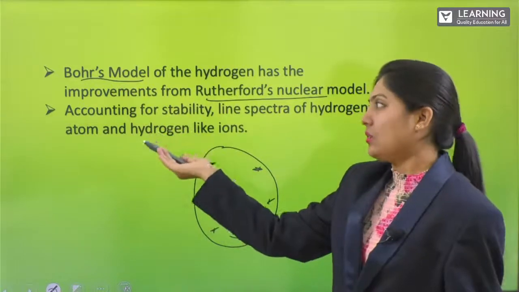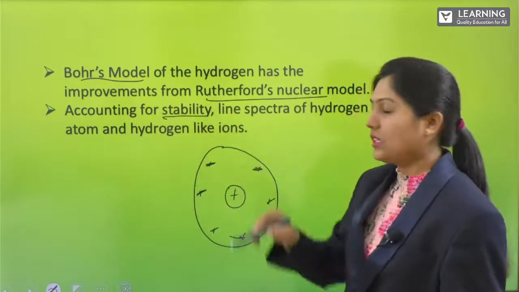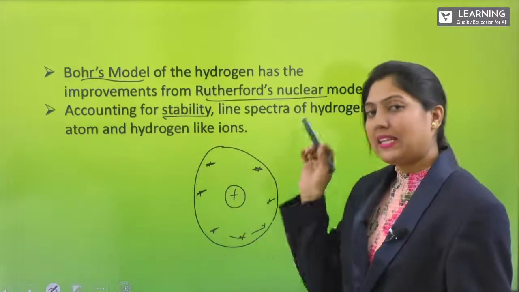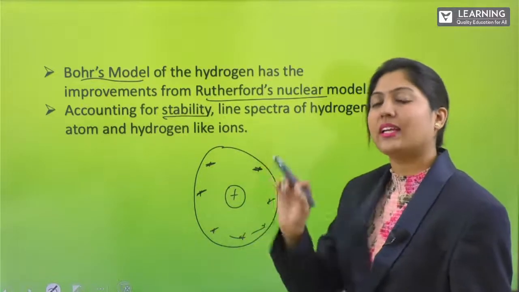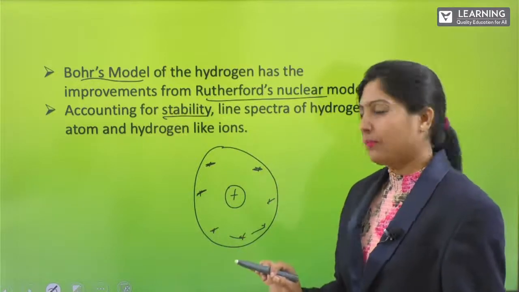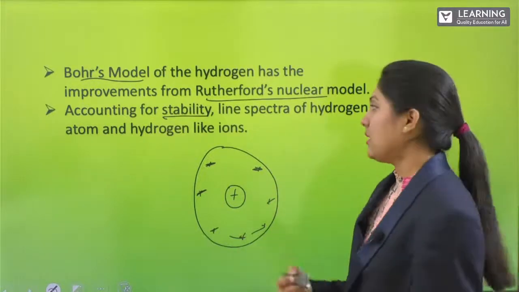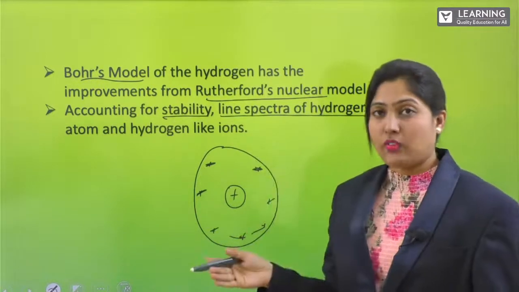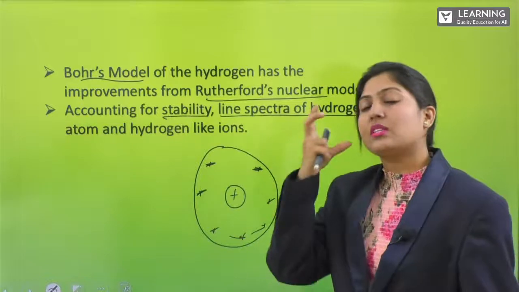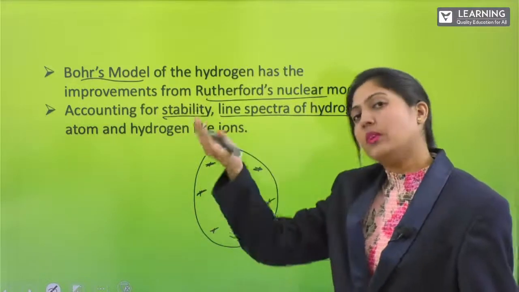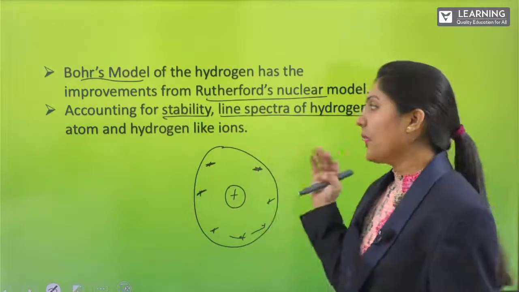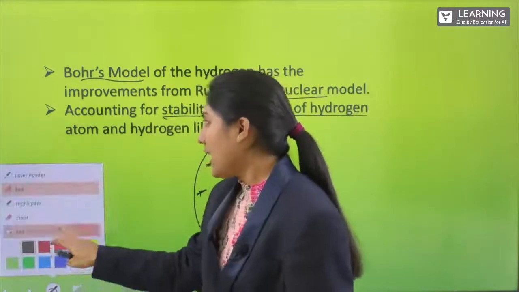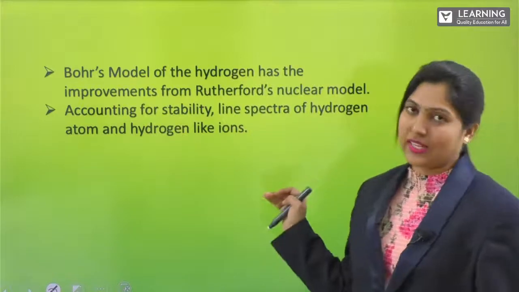What did Bohr account for? He also explained the stability. How does the stability come? It has a specific orbit, and the electron is revolving in those fixed orbits, a fixed path, which we also call orbits. Bohr also explained the line spectra of hydrogen. As the electrons absorb energy and move, we get the line spectra of hydrogen. And he also explained hydrogen-like ions. These are the postulates we can say.